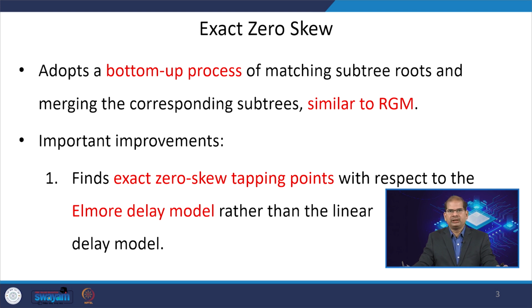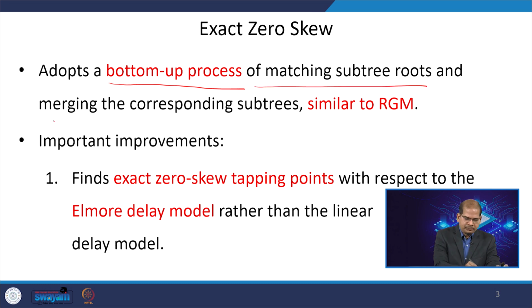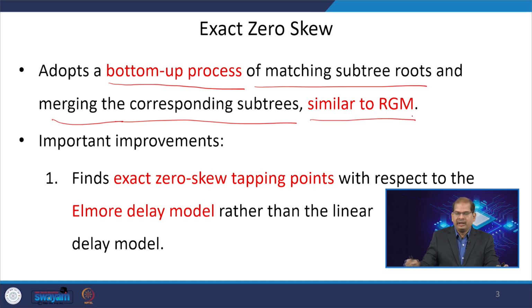We are following a bottom up process of matching the subtree roots and the corresponding subtrees, similar to RGM. RGM stands for recursive geometric matching algorithm. So, what we are doing? We are going by a bottom up approach, similar to RGM, and we are maintaining a zero clock skew in the clock tree.